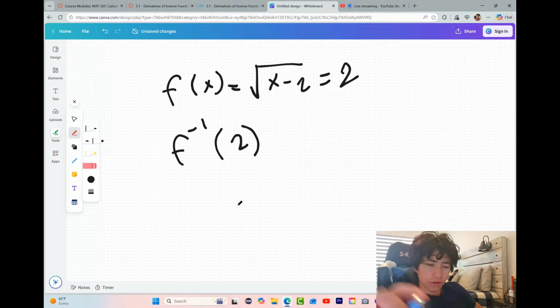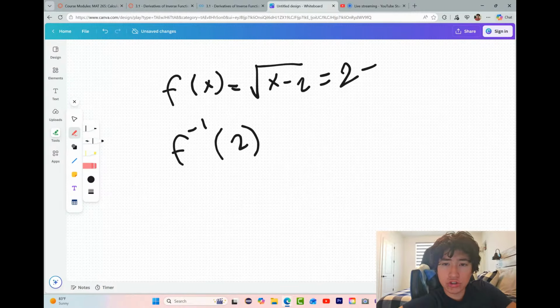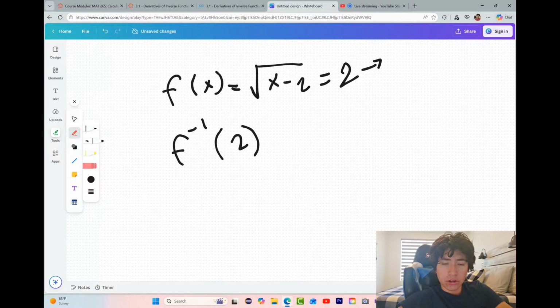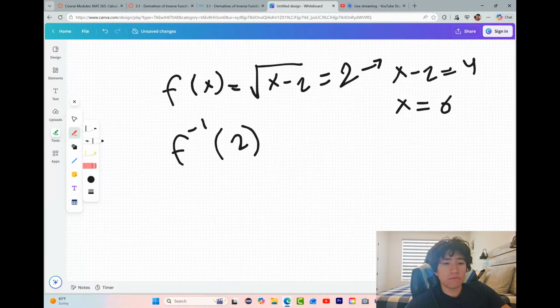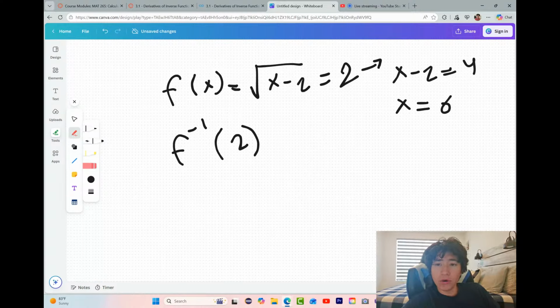So simply solve for x. So if you square everything, you get x minus 2 equals 4. Therefore, x equals 6. Okay. So 6 is the value of x.